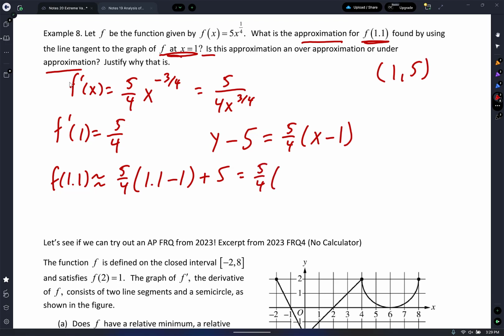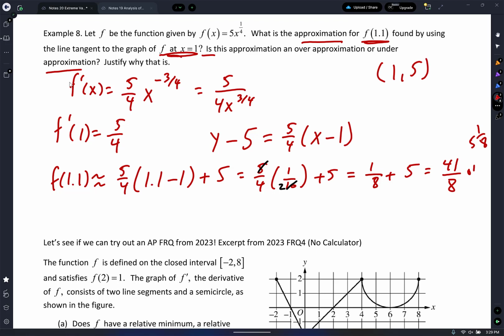Okay, so let's see what that is. 5/4, parenthesis, 1.1 minus 1 is 0.1, and 0.1, isn't that the same as 1/10? Plus 5 equals, let me see, 5 goes into 10 twice. So I see 1/8 plus 5, so 5 and 1/8. 5 times 8, 40, 40 plus 1, 41. 41/8, that's the approximation. Or 5 and 1/8.